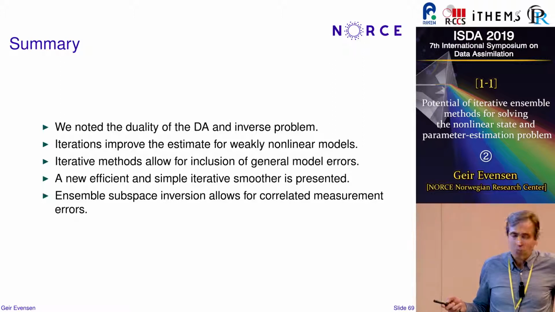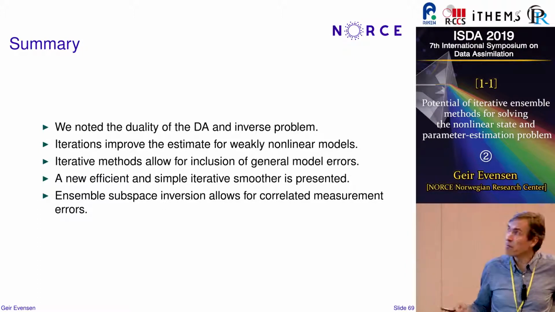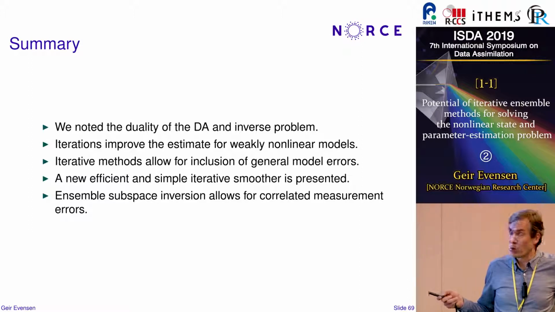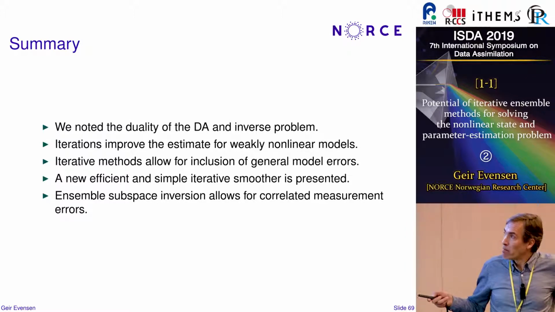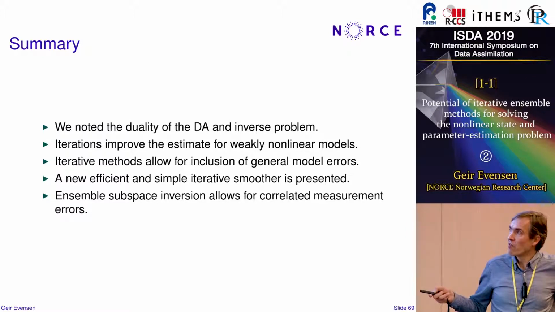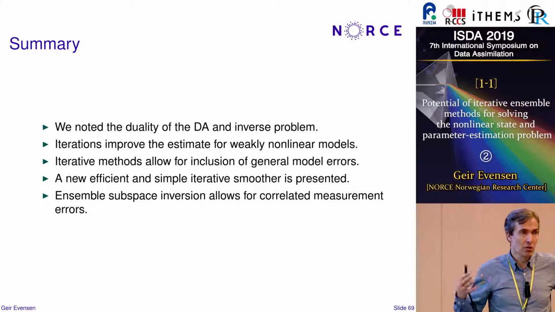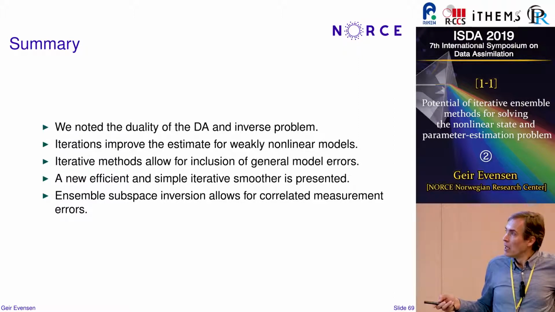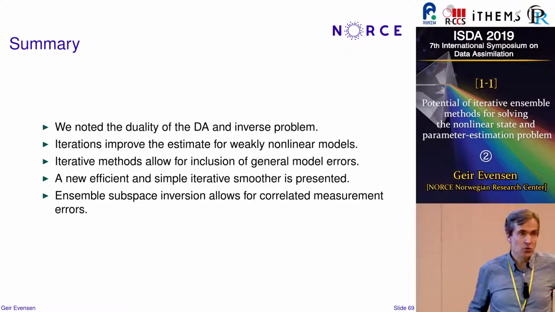So what I've been presenting, we have seen the duality of the data assimilation and the inverse problem. Iterations improve the estimate for weakly nonlinear models. Iterative methods allow for inclusion of general model errors, which is quite important because that I didn't know a year ago. I presented a new efficient and simple iterative smoother, which kind of makes these methods more accessible in a way. And then the last one, ensemble subspace inversion, allows for correlated measurement errors, which is also quite important.